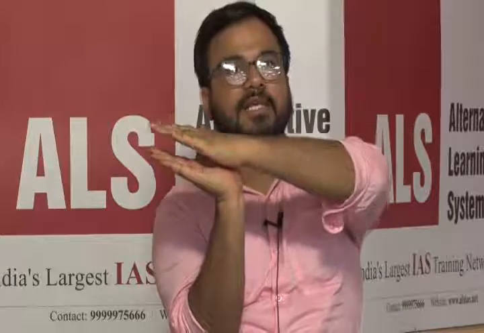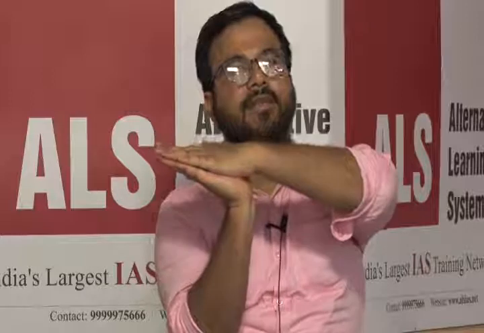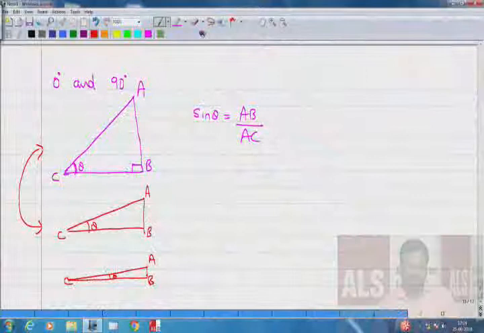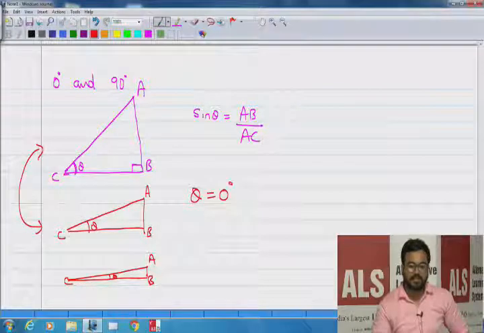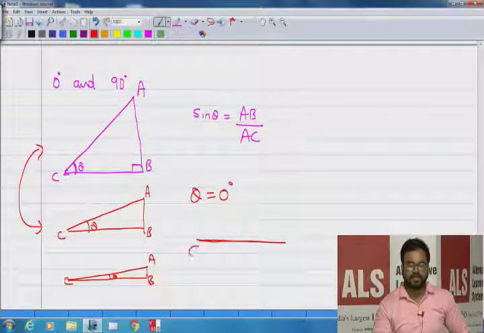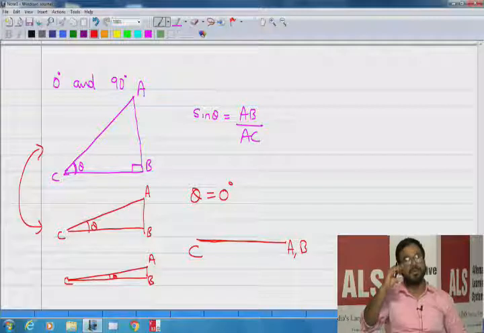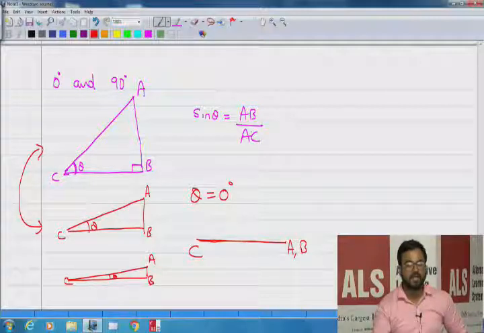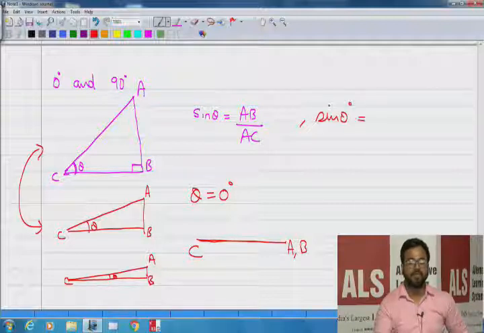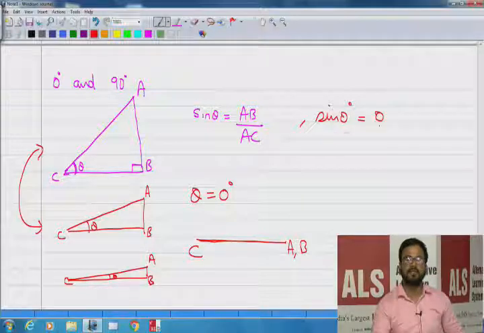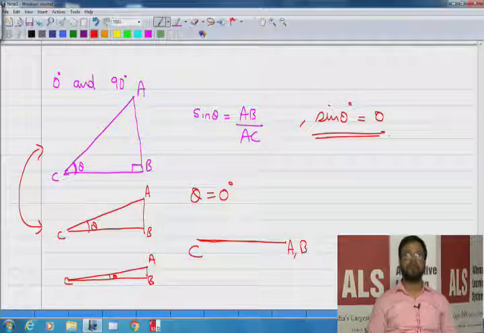When the theta is exactly 0, you can see the point A and B will collapse, or they will coincide with each other. So when the theta is exactly 0 degree, the diagram will look something like this: C is over here and A and B will coincide with each other. What will happen in this case? The length of AB has become 0. So sine of 0 degree, AB is 0, and 0 divided by something will always be 0. So sine of 0 degree is 0. This is the value of sine 0.